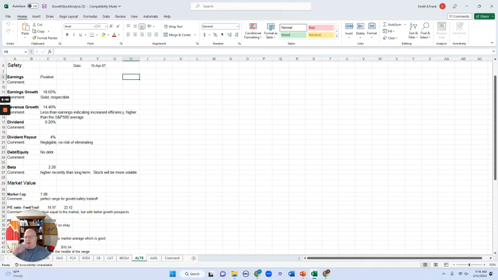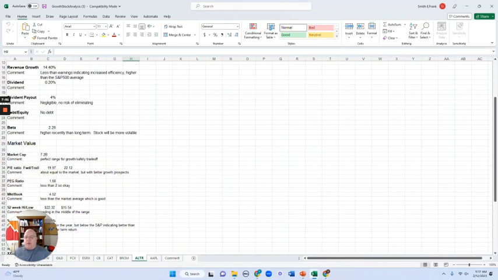It had a higher beta than you'd expect. A lot of times you never get a beta of 1.5. 2.26 is pretty high, especially recently. It's higher than it was over the long term when I did this report. The stock will be more volatile, but I can live with that. The market cap for Altria at the time was pretty small, which is great, right? Less than $1 billion is small cap, 1 to 10 billion is mid cap, but it's the perfect range for growth and safety. It really is.